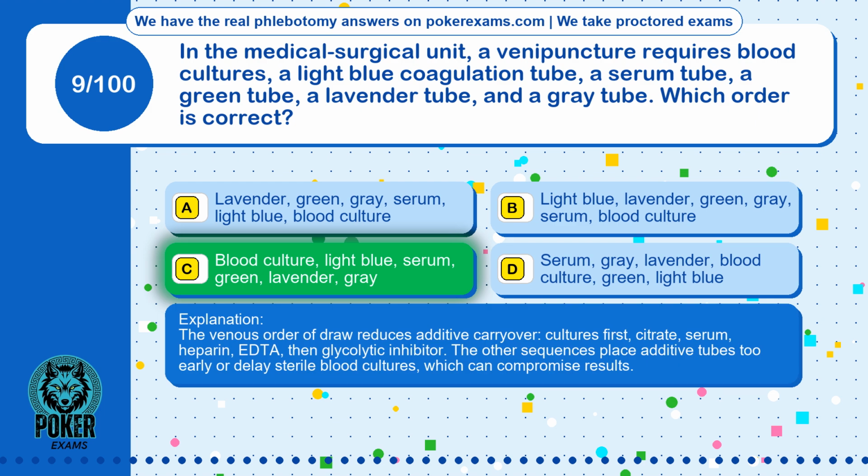The venous order of draw reduces additive carryover: cultures first, citrate, serum, heparin, EDTA, then glycolytic inhibitor. The other sequences place additive tubes too early or delay sterile blood cultures, which can compromise results.